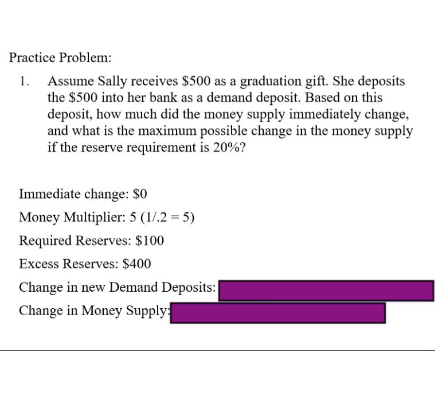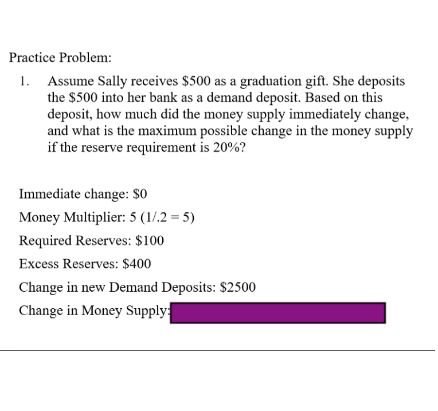The change in new demand deposits. Remember, this one is the money multiplier equation times the original deposit. So, in this case, our money multiplier is 5. And we're multiplying that times the original deposit, $500. So the total effect is $2,500.